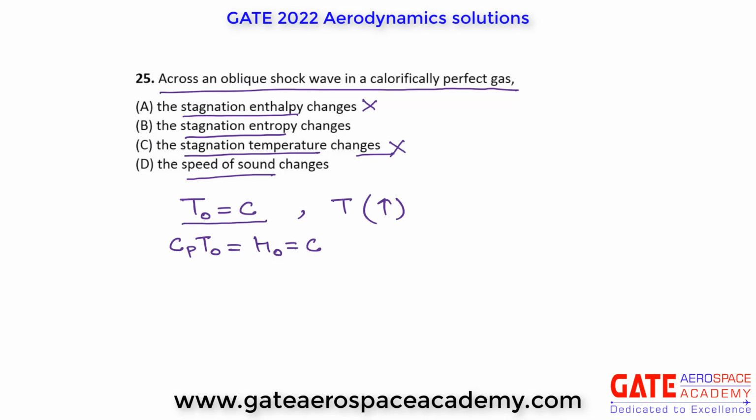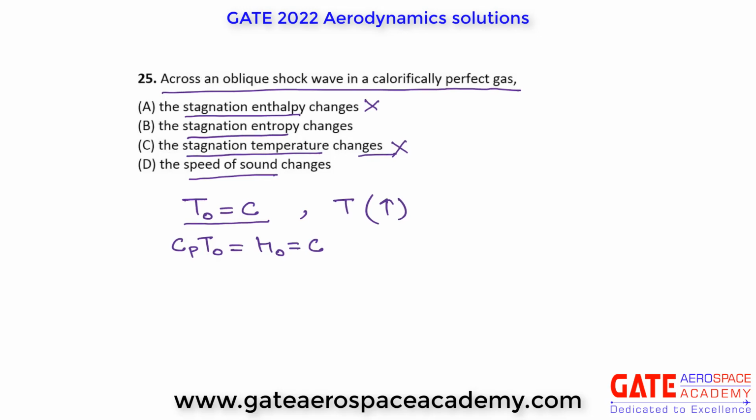Now, in option D, speed of sound changes. We know that speed of sound depends upon static temperature. So, a is equal to under root gamma RT. So temperature is increasing, so speed of sound will also increase, correct? So this is a correct option. The speed of sound changes, right?